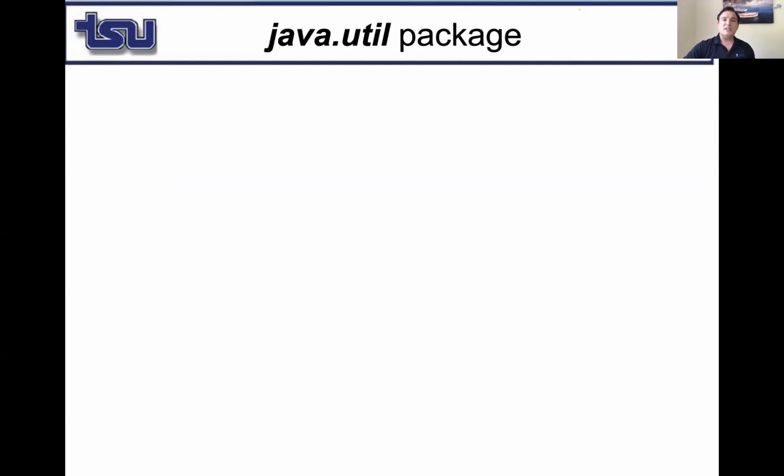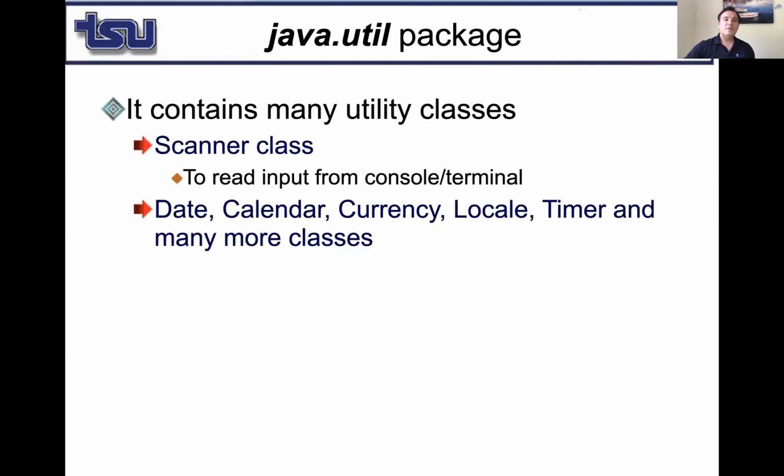Another package, java.util. Util stands for utilities. Since it starts with Java, that's a core package, obviously. It contains many utility classes, and today in this lecture, we are going to use one of them called Scanner class. For example, if you want to read input from a console or terminal, you will need to use Scanner class. If you have a program that asks you to enter some numbers, in order to read what the user entered on the terminal or command prompt, you will need to use Scanner class.